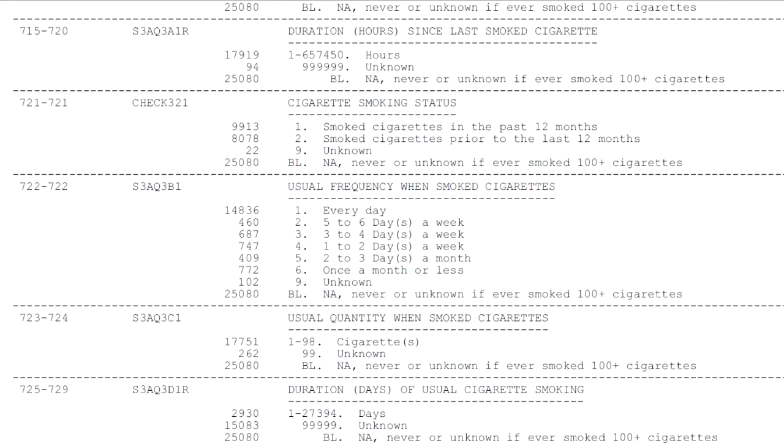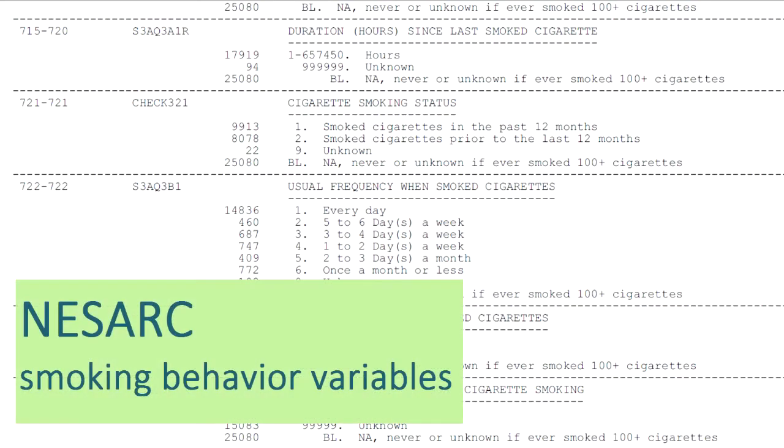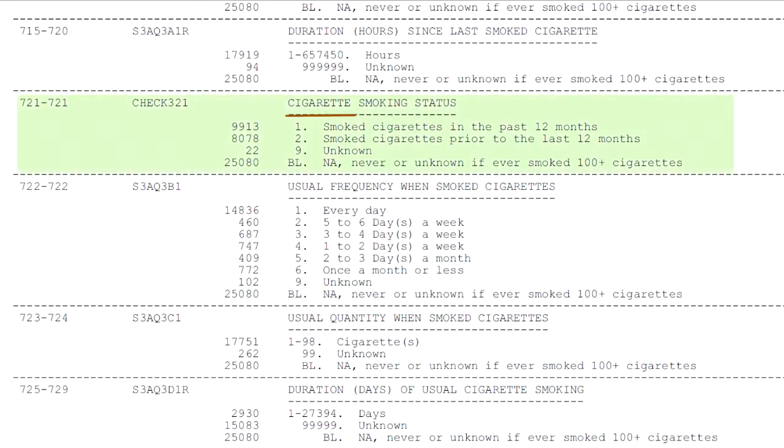We continue to read through the NESARC codebook and find that smoking behavior has also been measured in this sample. So next, I take a step similar to one that I just took when choosing nicotine dependence. That is, I identify the variables that measure this second topic, smoking behavior, in my data set. The variables I choose include cigarette smoking status, usual frequency, and usual quantity.